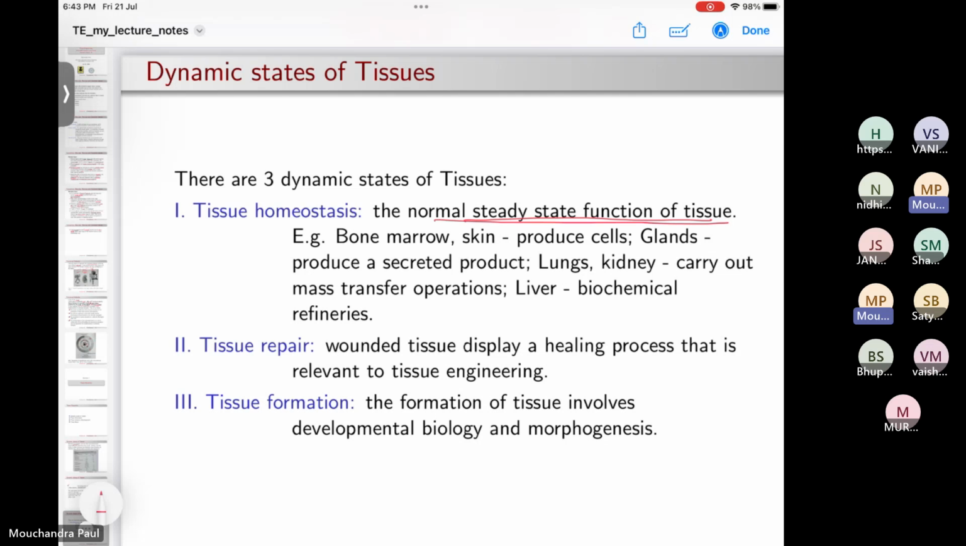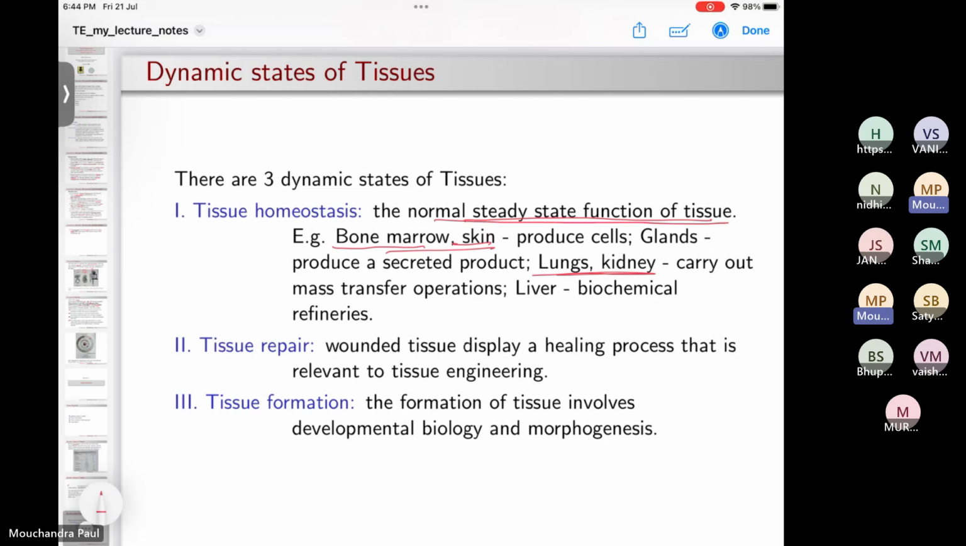As I was saying, the bone marrow and the skin, if you look at any time point, you will see that these organs are producing cells only. For the major part of the time they are producing cells. Then if you look at the glands, like the endocrine glands or the exocrine glands, they are producing or secreting some protein products. Or if you look at the kidney or the lungs, they are carrying out mass transfer operations. Means some product is coming in, they are performing, so for the lungs, exchange of gas is happening.